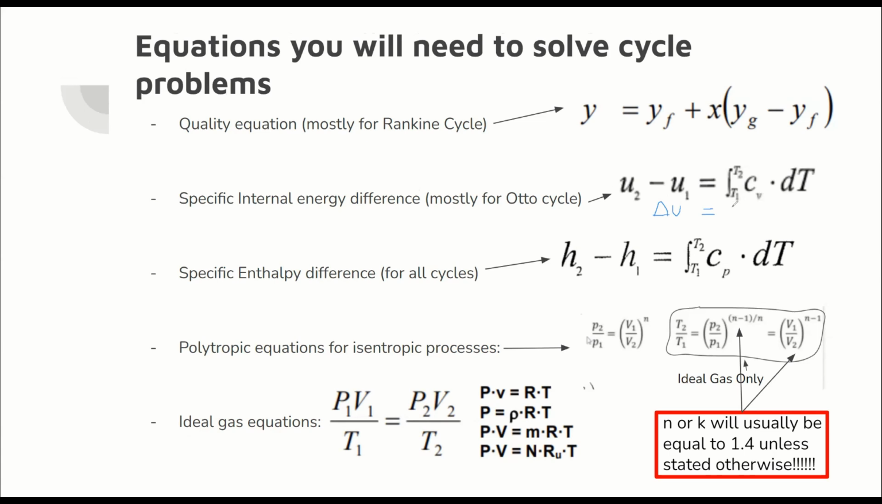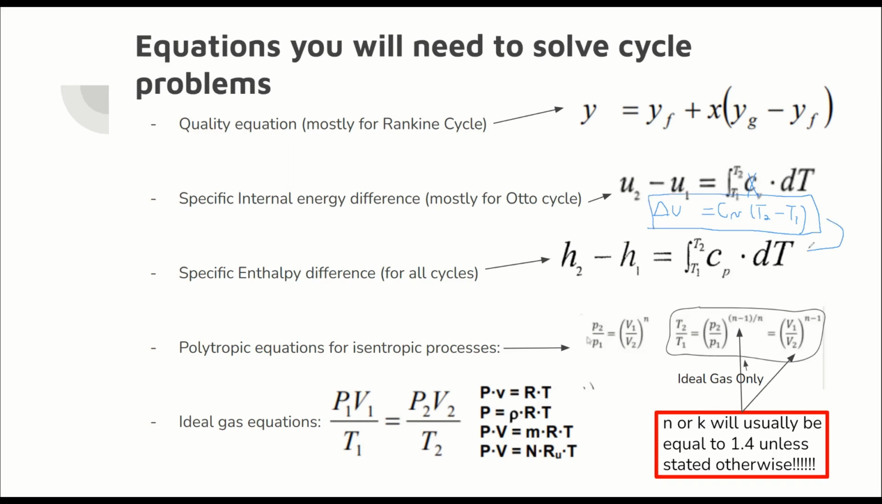CV will be considered a constant, or it can be given to you, or you're going to have to find it in your property tables. So it can be taken out of the integration. If you were to ignore the CV right here, it's just the integral from T2 to T1 with respect to dt, then it would just be this, right?